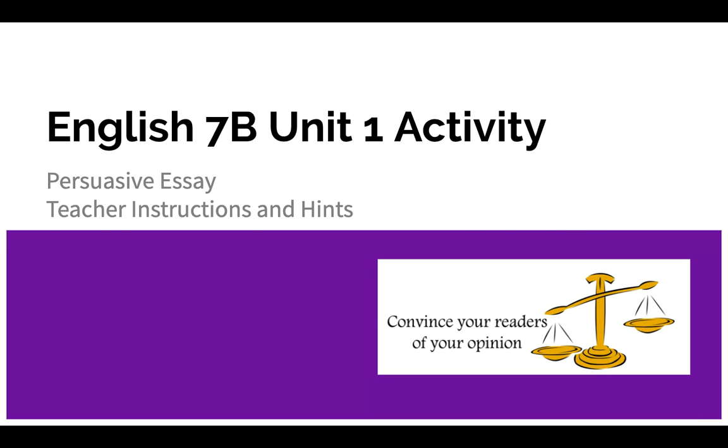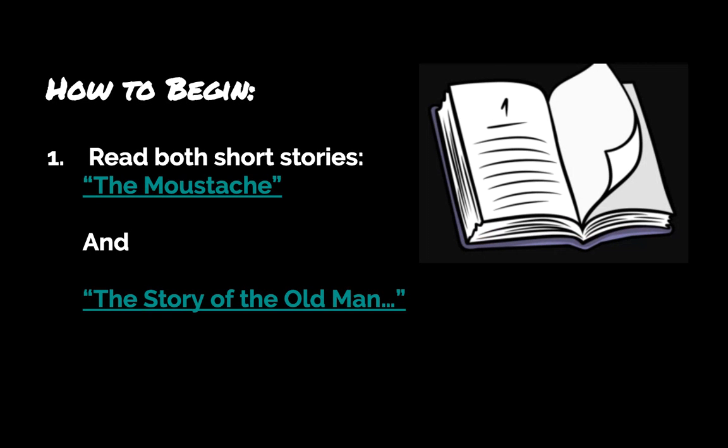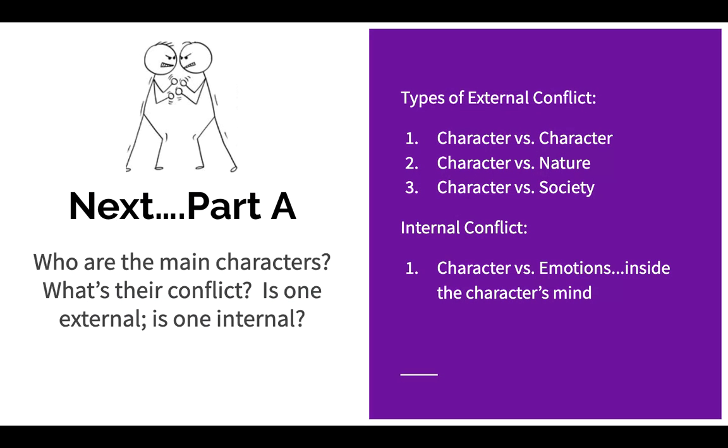It's a persuasive essay. All right, so the very first thing to do is make yourself familiar with the two short stories that have been in your tutorials. One is called The Mustache, and another is The Story of the Old Man Who Made Trees to Wither. They're two very different stories with two very different main characters. So it's important that you make sure you read those in order to do this activity.